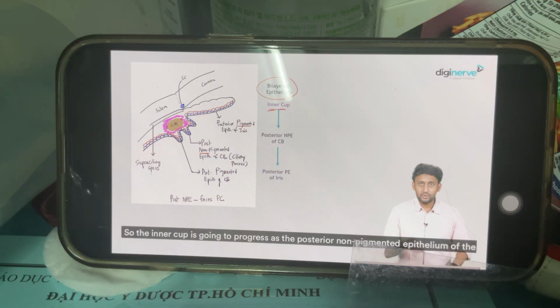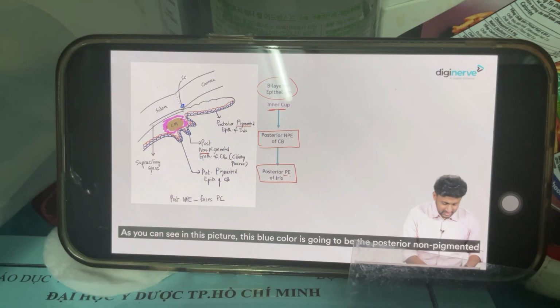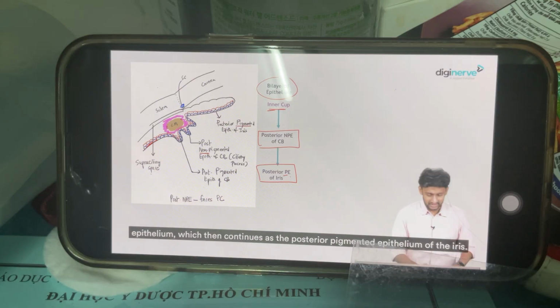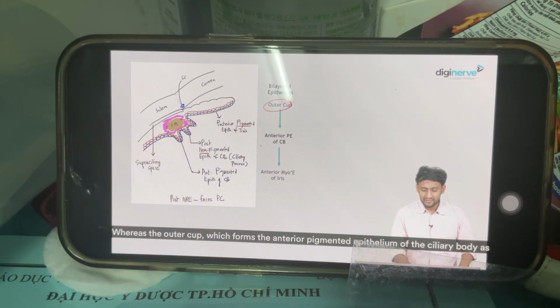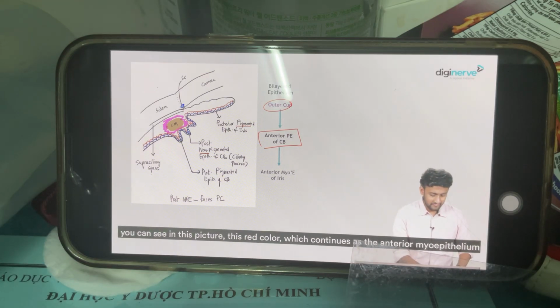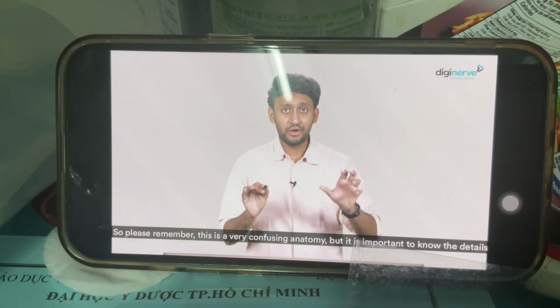So the inner cup progresses as the posterior non-pigmented epithelium of the ciliary body, which then continues as the posterior pigmented epithelium of the iris. As you can see in this picture, this blue color is the posterior non-pigmented epithelium, which then continues as the posterior pigmented epithelium of the iris. Whereas the outer cup forms the anterior pigmented epithelium of the ciliary body, as you can see in this picture, this red color, which continues as the anterior myoepithelium of the iris. So please remember, this is a very confusing anatomy, but it is important to know the details as well.